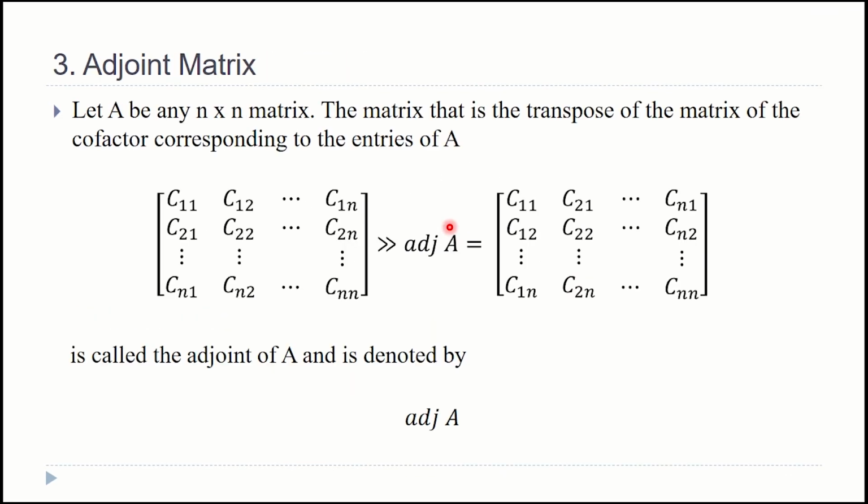Adjoint matrix. Let A be any n by n matrix. The matrix that is the transpose of the matrix of the cofactors corresponding to entries of A. Let's say this would be the cofactor corresponding to the entries of A. The transpose matrix of the cofactor corresponding to A is known as the adjoint matrix of A.